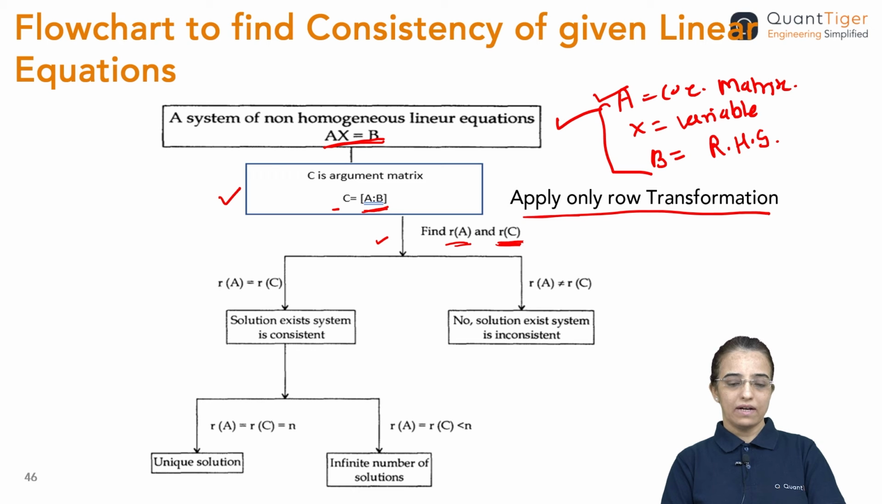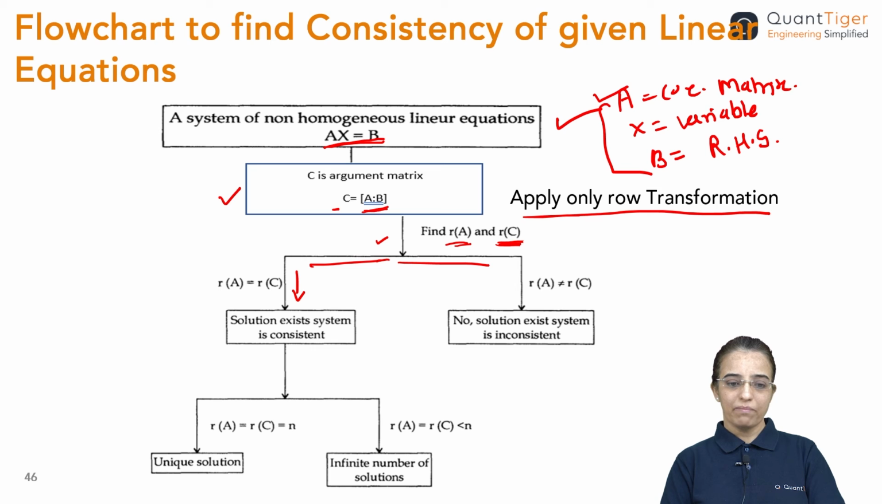Once you get the row rank of A and the row rank of C, we have to see whether they are equal or not equal. Depending on that we will decide whether a solution exists, whether it doesn't exist, and how many solutions we can find. That's why I have made two categories here. It depends on whether the row ranks of A and C match or not. So this is one branch where both the ranks are matching.